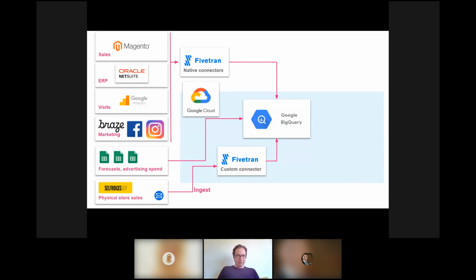Okay, so next slide. Very quickly, we got this information ingested. The Selfridges data took a little bit longer because of that custom piece. We then looked at transforming that data. This is where we're integrating sales, returns, facts, forecasts, marketing, calculating things like cost of acquisition, etc. And we did that using dbt.